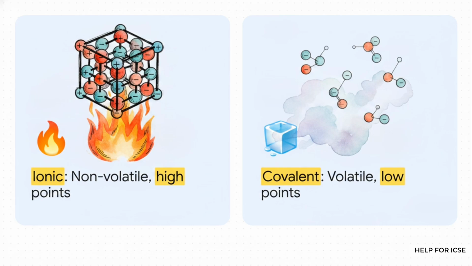boiling points. Covalent compounds, on the other hand, exist as individual distinct molecules. Sure, the bond inside the molecule itself is strong, but the actual forces holding the different molecules to each other? Super weak. Because of that, it takes very little energy to pull them apart, making covalent compounds highly volatile. They're usually liquids or gases with really low melting and boiling points.